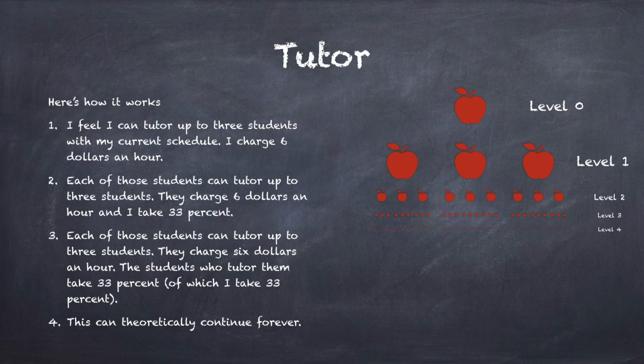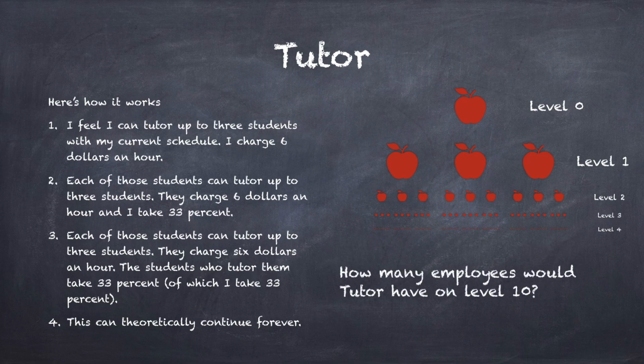So there you go. So how many employees would Tutor have on level 10? So what we do is we say 1 times 3 to the 10th. And let's find out on level 10 how many people are working for this wonderful and definitely not pyramid-based organization. 59,049 are there on level 10. And just imagine how many there would be on level 11 or 12. It's a great process, and soon everyone could be a tutor.